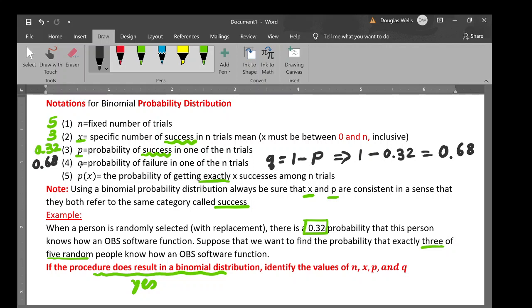Take a look here. The probability of failure and success, when you add them up, have to be 1. That's why we're using the formula q equals 1 minus p, or q plus p has to equal 1. P of x is the probability of getting exactly x successes among n trials. So how do we word this P of x? It's just P of 3. So we can say the probability of getting exactly 3 successes among 5 trials. Hope this will help you.